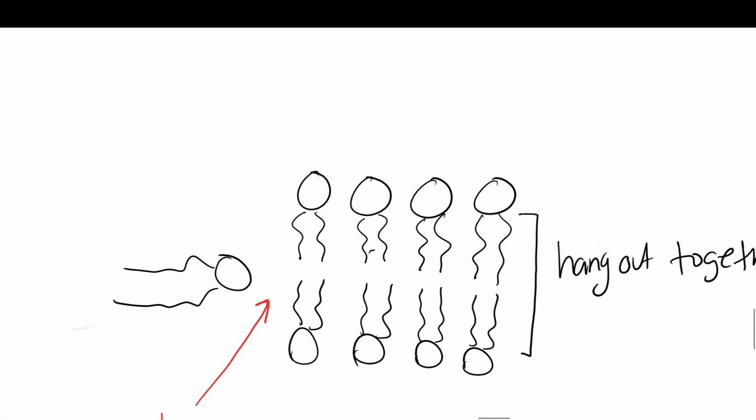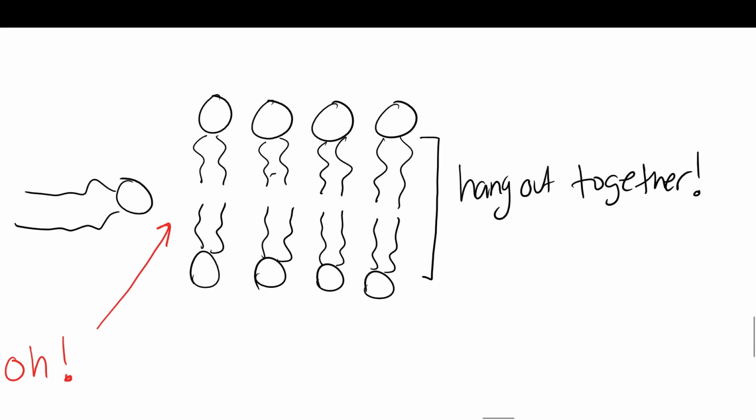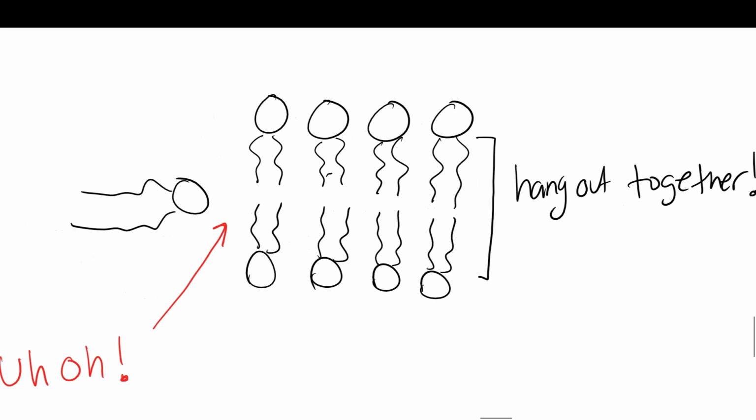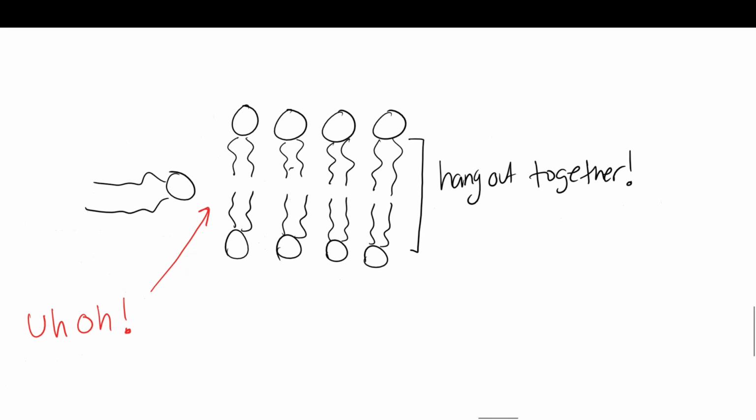Uh-oh. So what's going to happen? These guys are already all set up. They're sitting there at the cafeteria table. And here comes someone who wants to join them. We have to figure out how they're going to join them without disrupting the arrangement here. Because we know that this phosphate head that loves water can't hang out here next to these fatty acid lipid tails because they hate water. So we're going to have to figure something out.